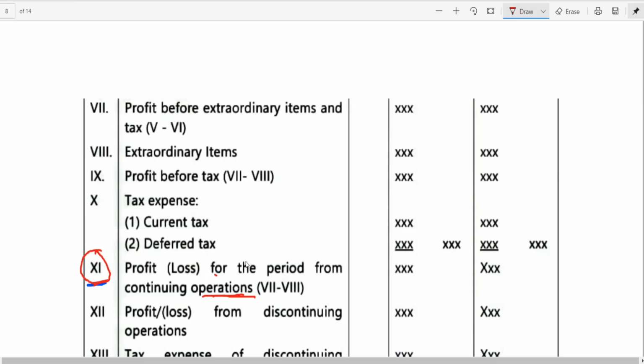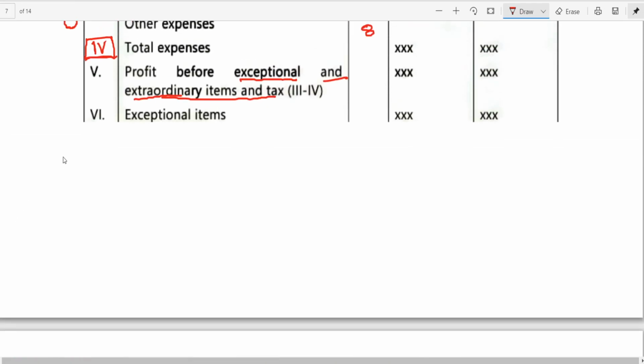Profit, we say profit after tax. This is profit before tax minus tax. Generally we say PBT minus T is profit after tax. This is what we generally follow. Tell me, profit before tax minus tax is profit after tax. Generally in the examination, these two also won't be there.